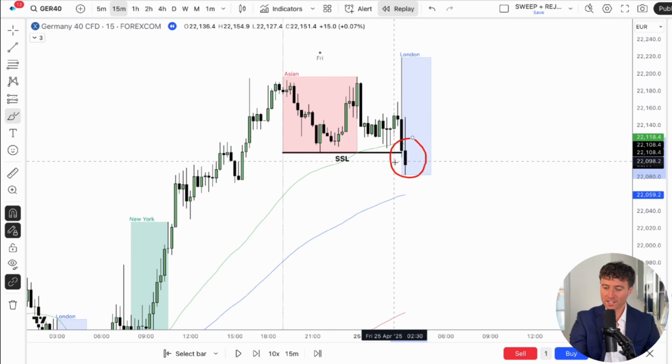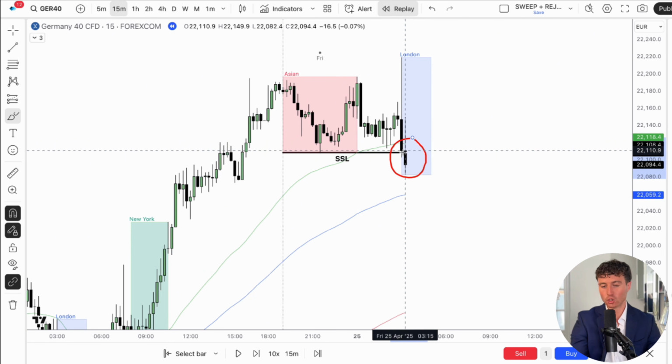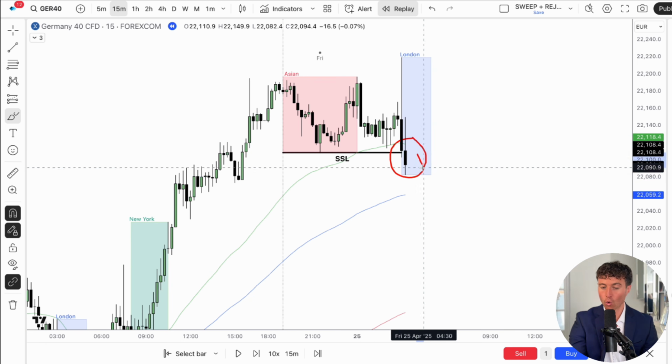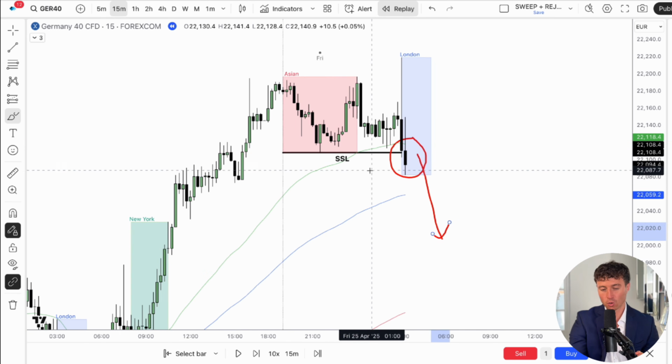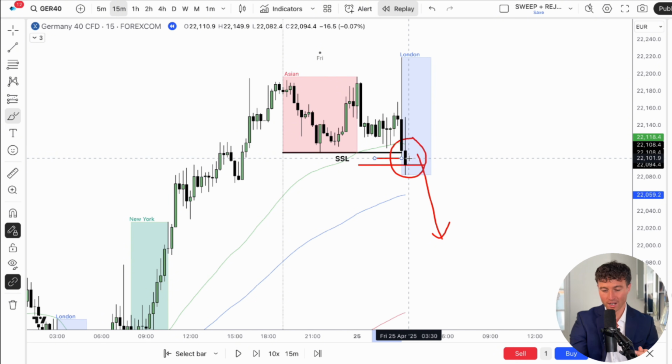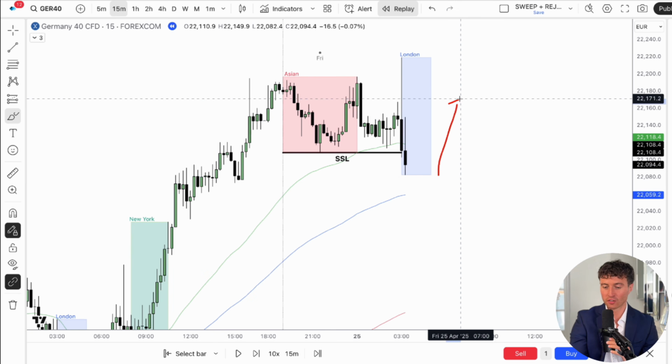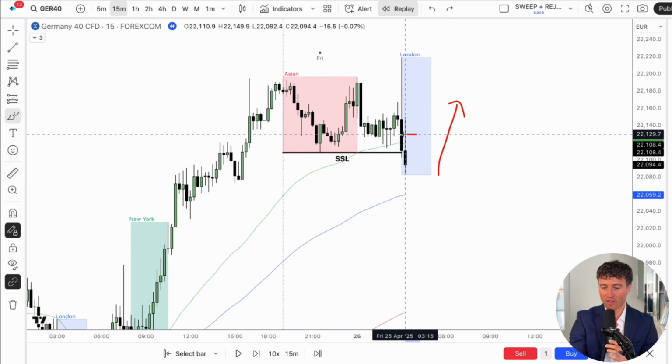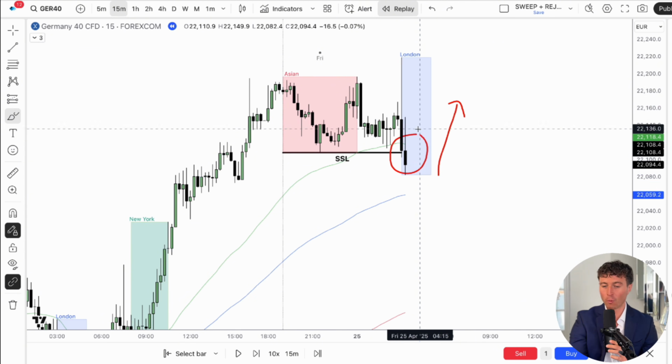So we see a raid of sell side liquidity right here during the London kill zone. And this is going to induce traders short into this market. This is also going to stop out any early buyers, and so that will force them to sell at current market prices. And so this floods the market with further sell orders. But we understand that we are actually long bias on this market.